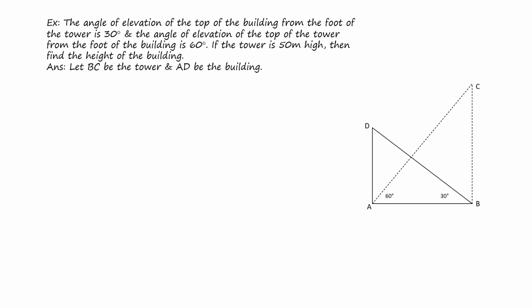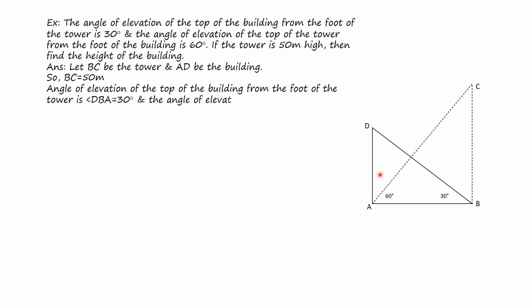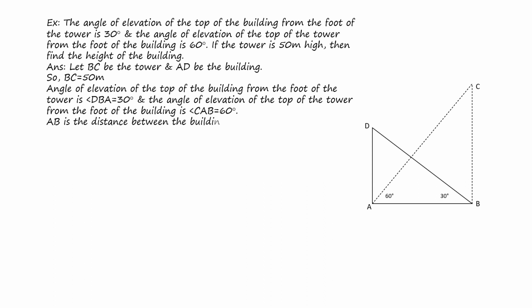Let BC be the tower and AD be the building. That means here BC is 50 meters, and we need to find out the height of the building. So BC equals 50. Now the angle of elevation of the top of the building from the foot of the tower means angle DBA equals 30 degrees, and the angle of elevation of the top of the tower from the foot of the building means angle CAB equals 60 degrees. AB is the distance between the building and the tower.